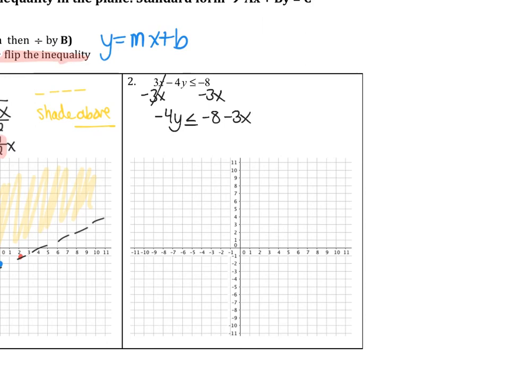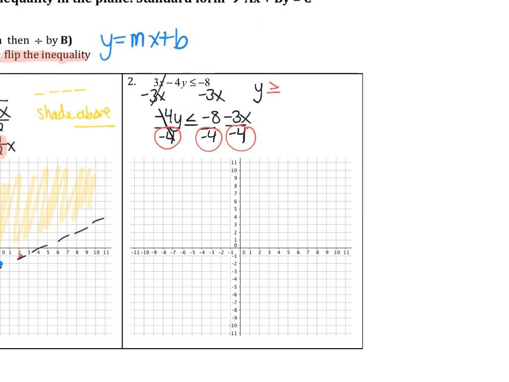Then in order to get the y by itself, I'm going to have to divide everything by a negative 4, all three pieces, okay? Watch what happens. When I divide it, since I divided by a negative, I'm now left with y, and my inequality symbol is going to flip direction because I divided by a negative 4, okay? Whenever you divide by a negative, you have to make sure you flip the inequality symbol.